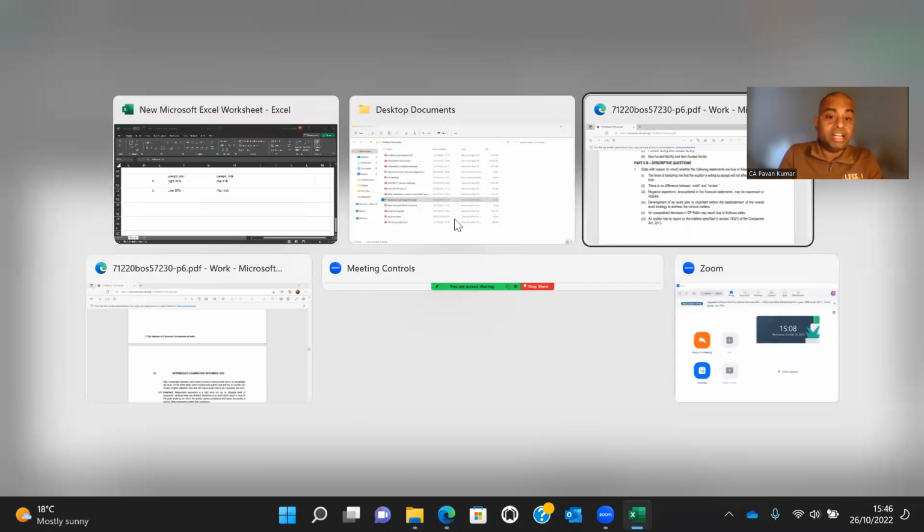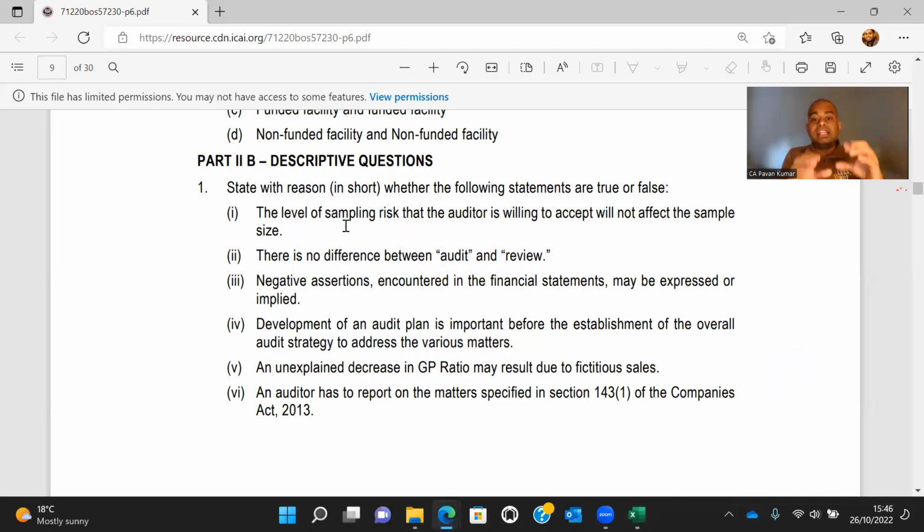But what did they say? The level of sample risk will not affect sample size. Actually, they affect sample size, no?